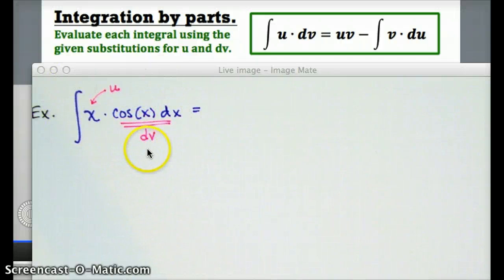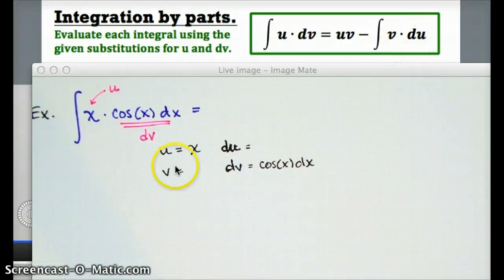The one thing that you should pay attention to is that the dx is always going to be part of the dv. So I could have chosen x dx to be my dv, but I could not have just chosen cosine of x to be my dv. The dx has to be part of dv. So I make this choice. I'm choosing what u and dv are. And then based on my choice, in order to use the right-hand side of the formula, I'm going to need to figure out what v should be and what du should be.